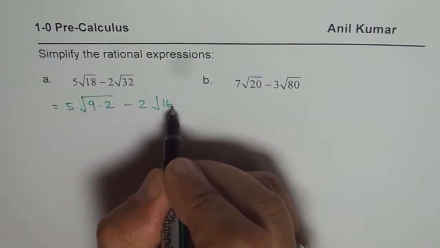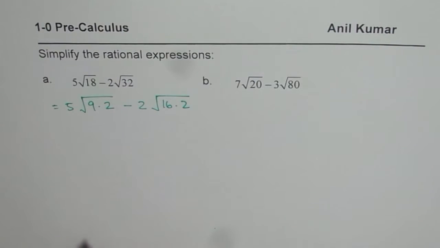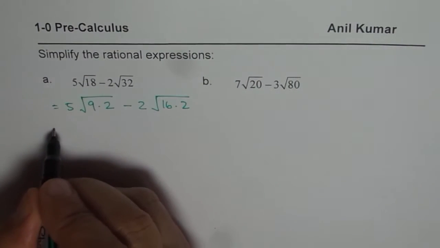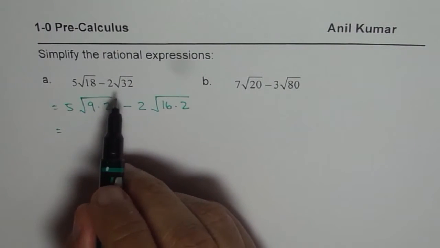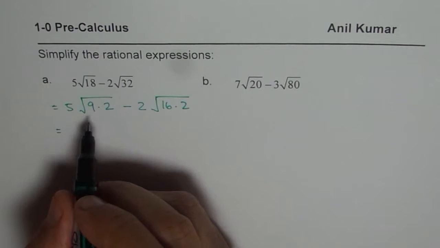The other term could be written as 2 square root 32, and 32 is 16 times 2. 16 is a perfect square, 4 squared is 16. So that is the idea. This is always the first step required to simplify a radical expression given like this.